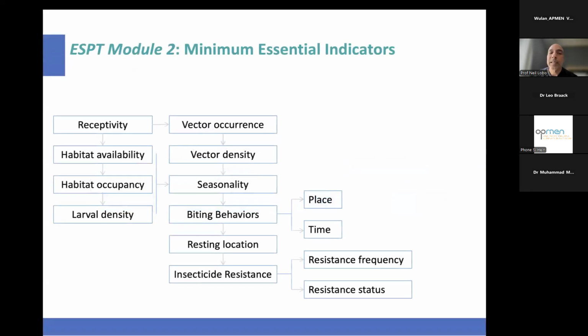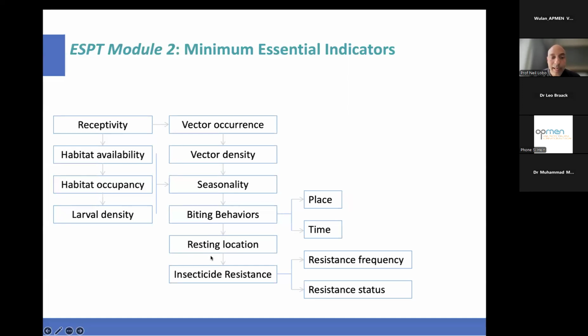The next thing is minimum essential indicators. And what I've mapped out here are some vector indicators. On the left, we have larval indicators of receptivity: habitat availability, habitat occupancy, and larval density. And on the right, we have adult vector indicators: vector occurrence, density, seasonality, and biting behaviors, like where are they biting? Are they biting inside houses or outside houses? And what time are they biting? Are they biting in the middle of the night or early in the evening?